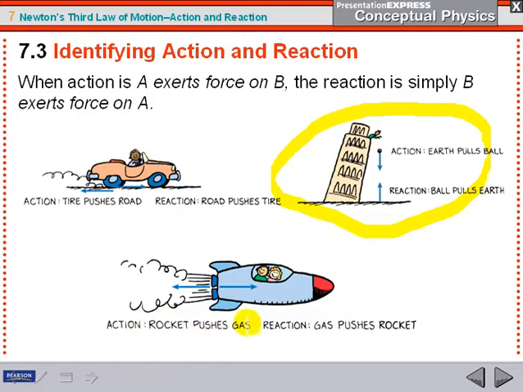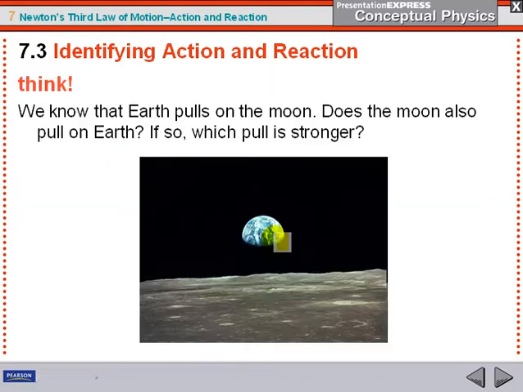Here a rocket pushes the gas, and the gas actually pushes the rocket forward. This is another one that people often have problems accepting.